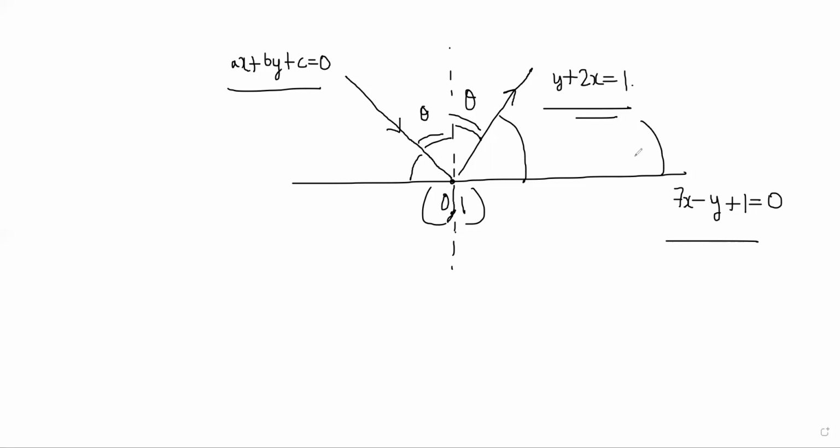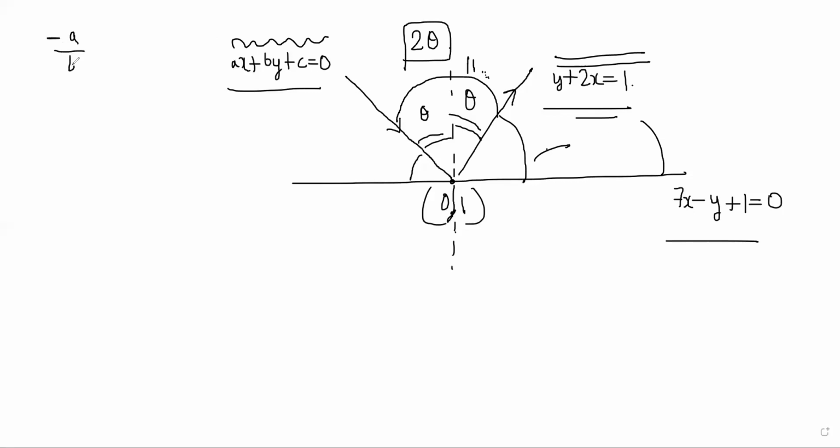I will first find out this angle, and from there I know theta, because 90 minus that. So if I know theta, and then I know the angle between these two is 2 theta, and then I will know the slope of this. Once I know the slope of this, I will have another condition: minus a by b will be equal to something. And then you can check from the options whichever one works.